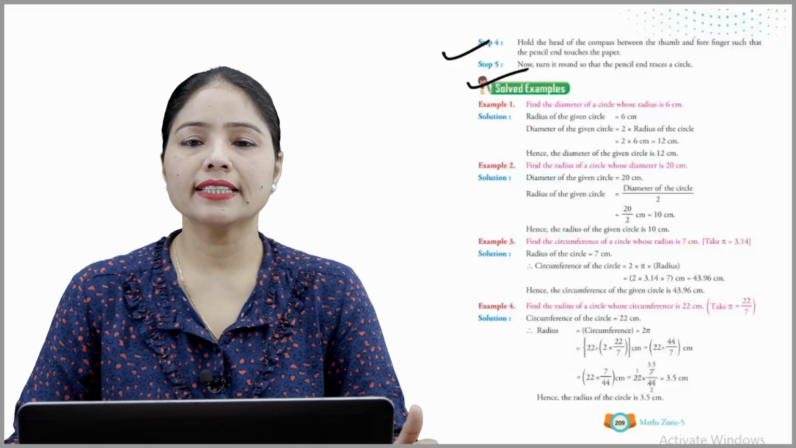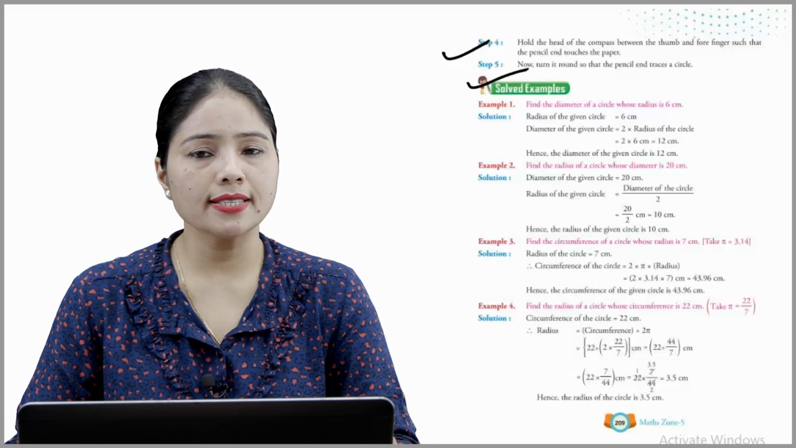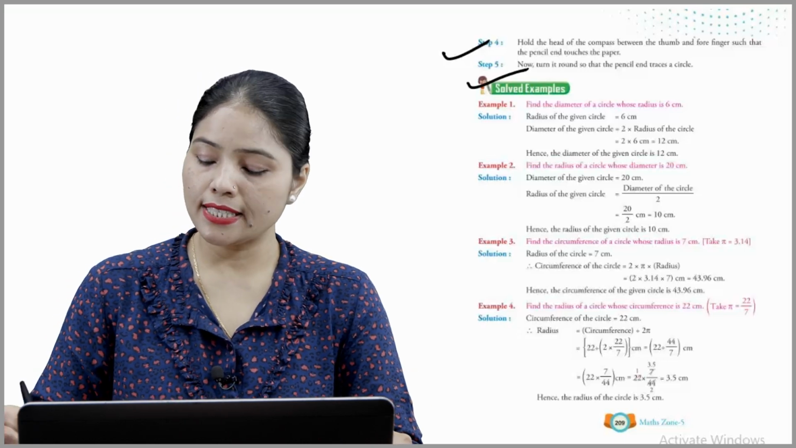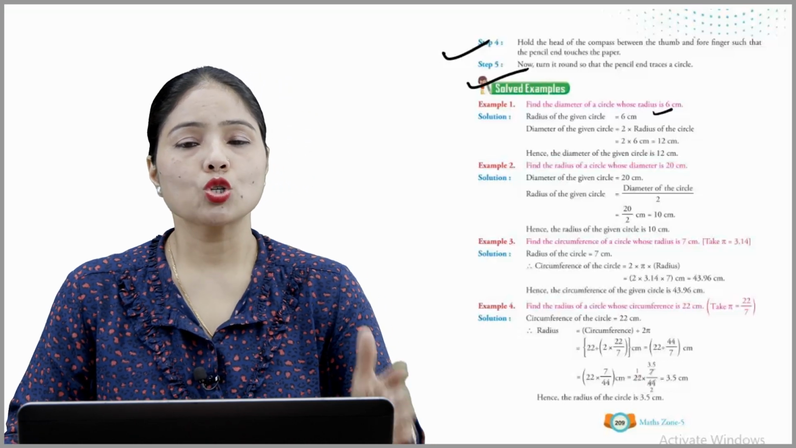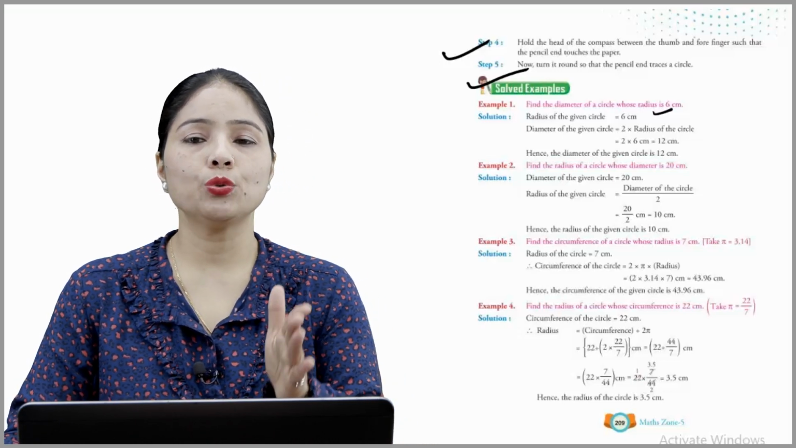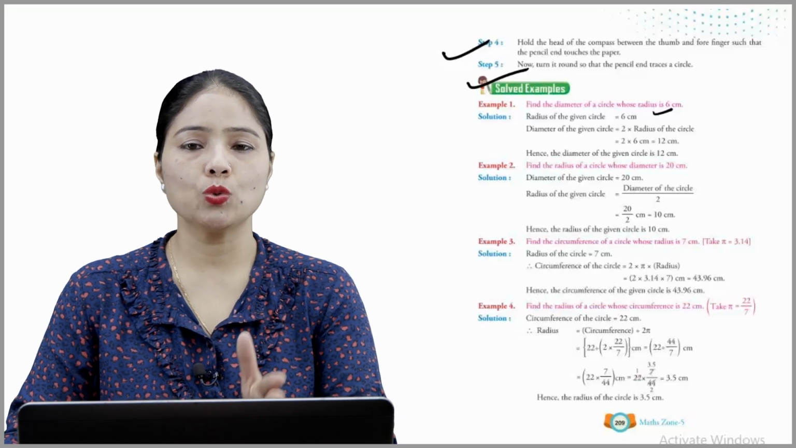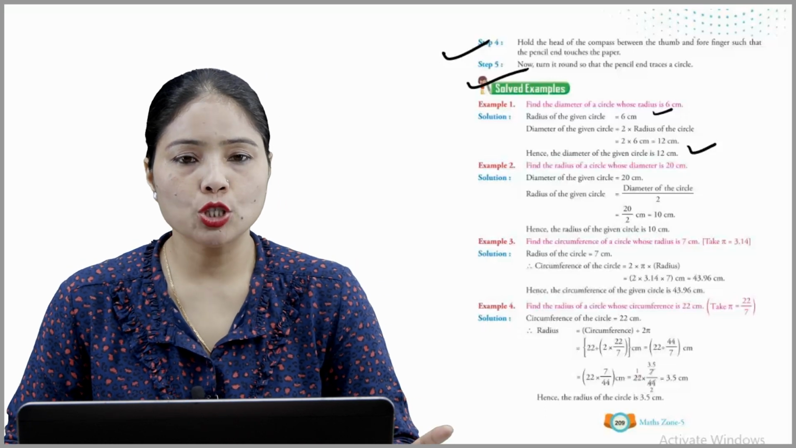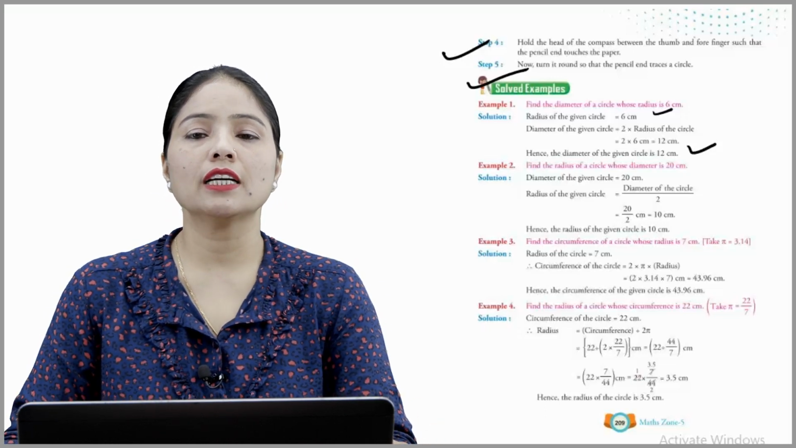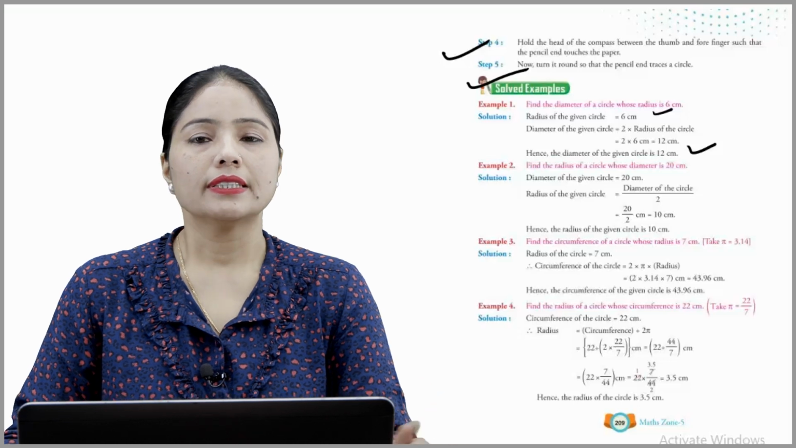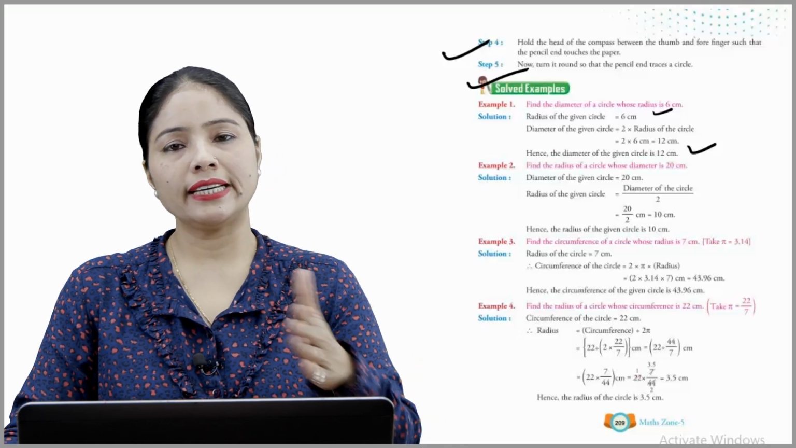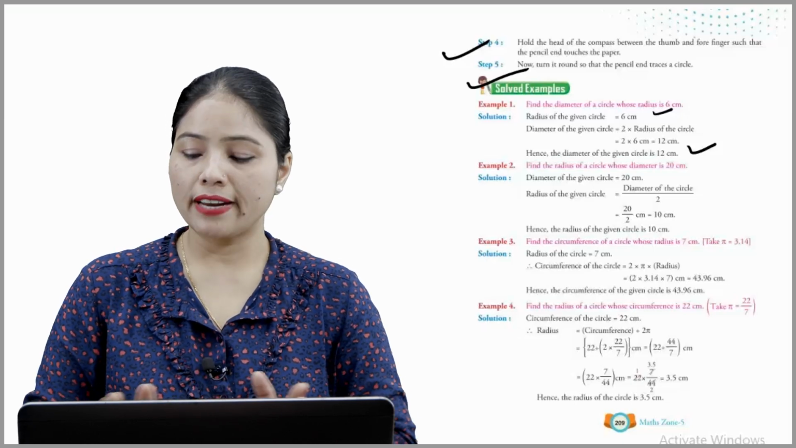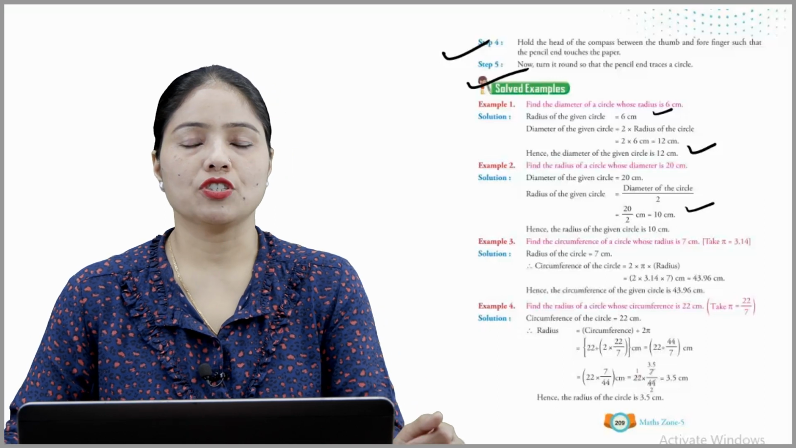Example number 1, find the diameter of a circle whose radius is 6 centimeter. Solution, radius of the given circle is 6 centimeter. So diameter कितना हो जाएगा, 2 into radius of the circle, that means 2 into 6 is equal to 12 centimeter. Okay, example number 2, find the radius of a circle whose diameter is 20. Diameter 20 दे रखा है, अब आपको उसका radius निकालना है, तो आपको क्या करना पड़ेगा, simply 2 से divide. So 2 से divide करोगे आपका आ जाएगा 10 centimeter.